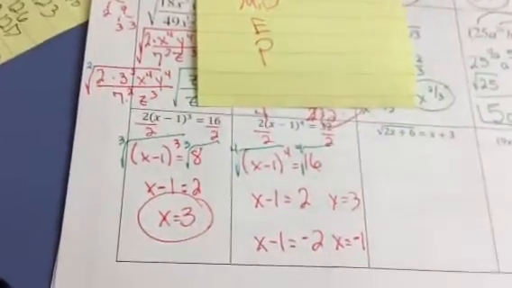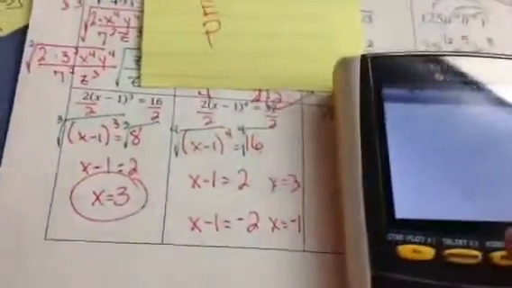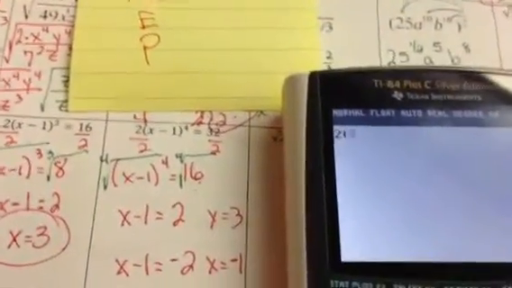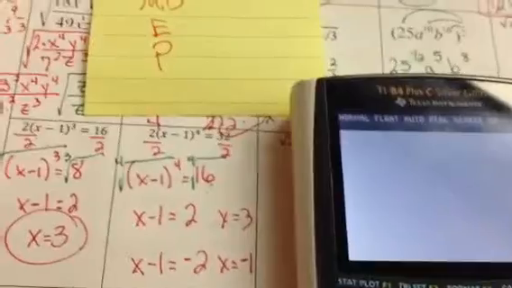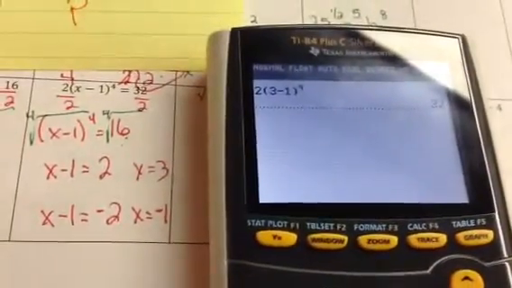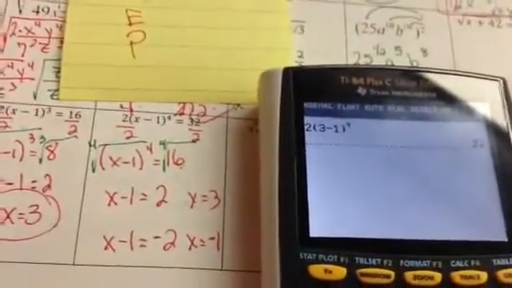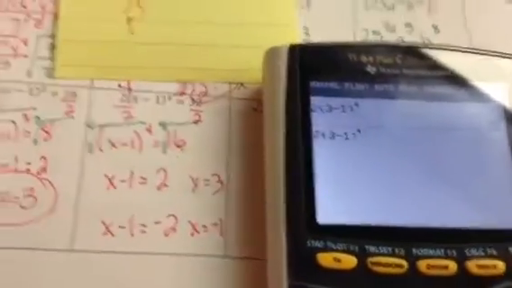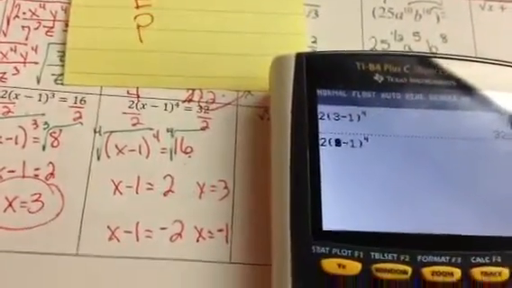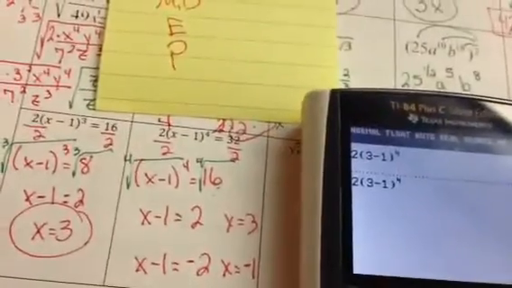Now, we have to make sure that these both work, or are they extraneous? So I'd put 3 in there, I'd put negative 1 in there. So if I did this right, I should get 32. So 3 works. And then this time, I'm just going to hit second, enter, and it's going to recall what I just typed in, and I'm going to go back to the 3, and I'm going to hit second, delete, to insert.